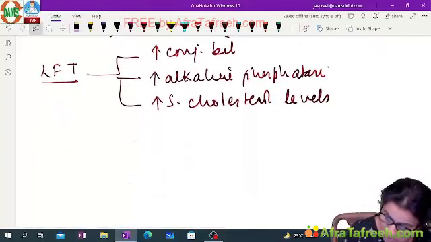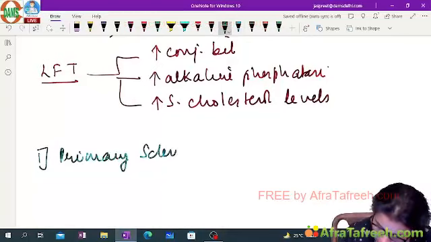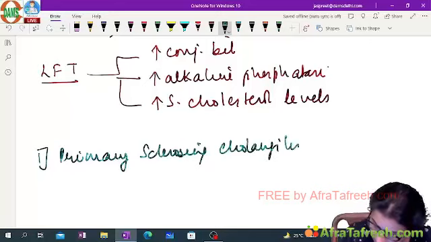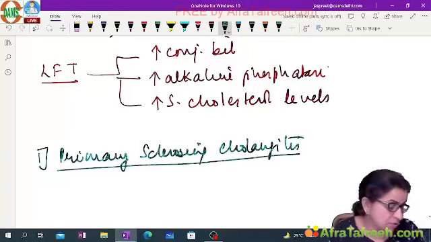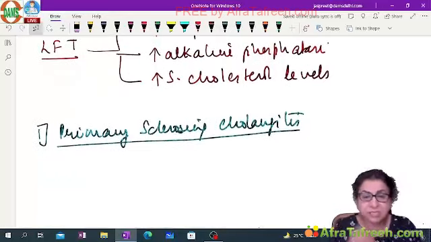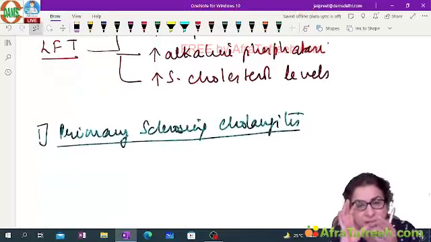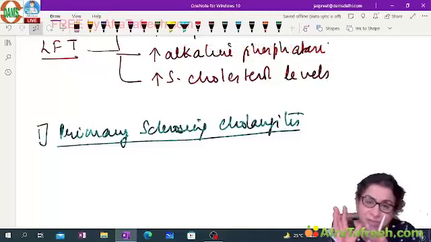Now let us come to these diseases. First disease in this category is primary sclerosing cholangitis. The etiology of the disease is not known. It is a disease which can involve both intra and extrahepatic bile ducts, and it usually involves large intra and extrahepatic bile ducts.